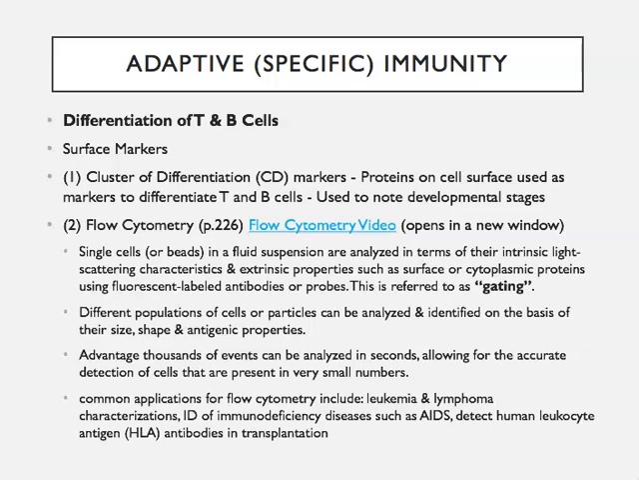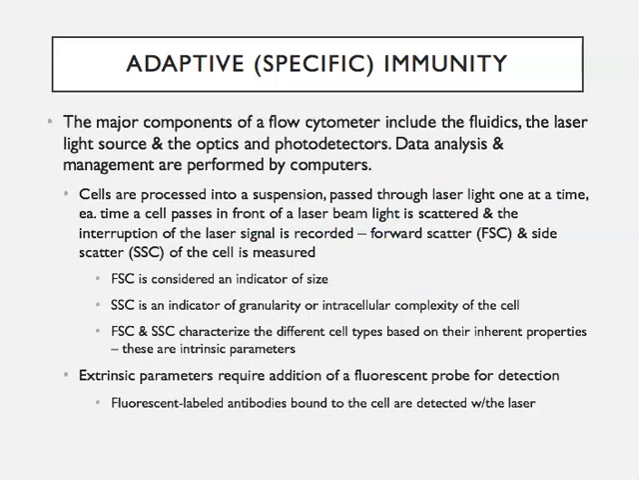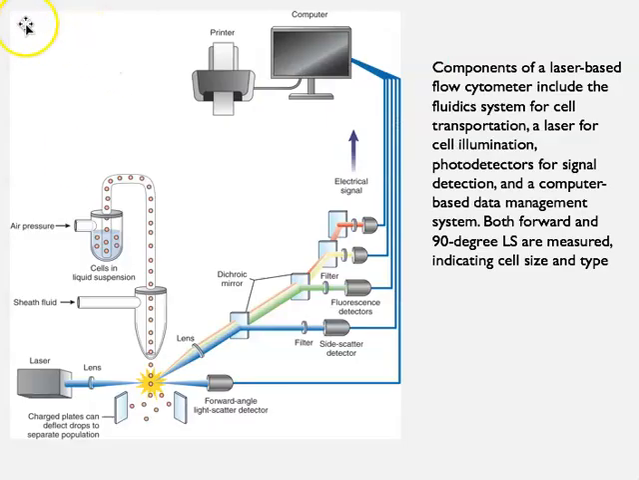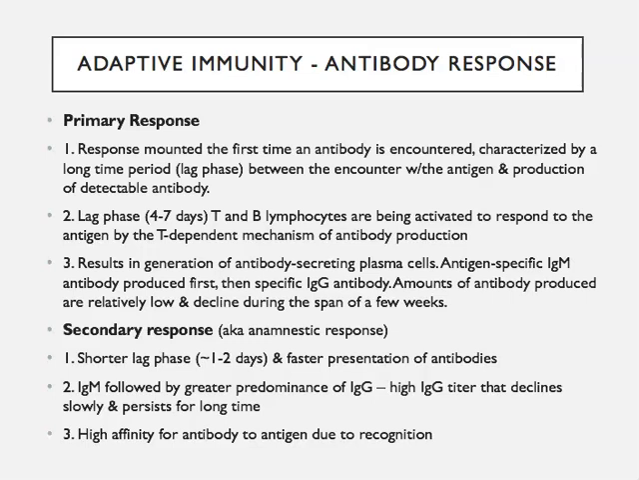And I thought I had a picture of a flow cytometer. There it is. You can see the cells going through the laser one at a time, and it's measuring forward and side scatter. All of this data gets sent back to the computer, and it'll give you a readout of those cell populations.